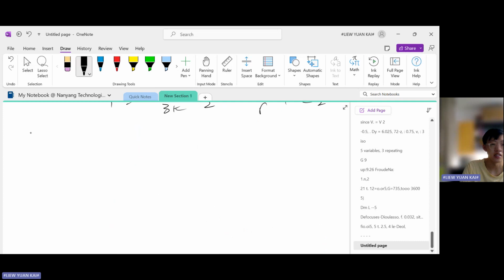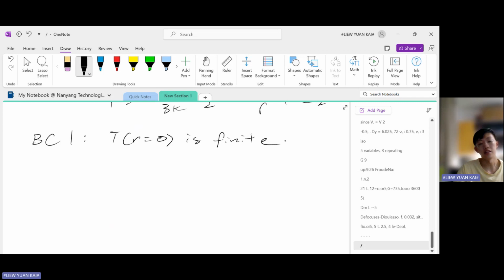Now, the first boundary condition that I'm going to use is BC1. Okay, sorry. The first boundary condition, boundary condition 1, is the fact that at the center, the temperature is finite. Okay, the temperature at the center is finite, right? Temperature is a finite number. It cannot be infinite. It cannot be undefined. It cannot be negative. No, it can be negative if it's in degrees Celsius. Okay, so temperature is a finite value.